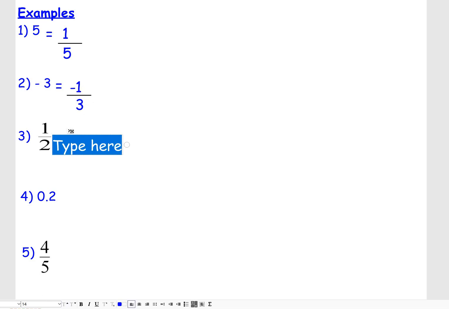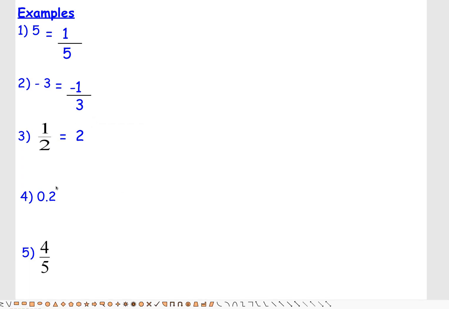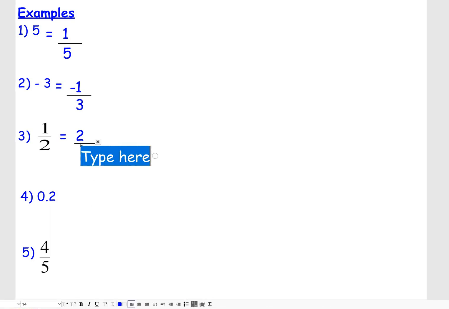Next, we've got 1/2. Well, if we flip that, we know it's going to become 2 over 1. But remember, with a fraction, we never leave the denominator as 1, because this is the same as 2 divided by 1, which just equals 2.